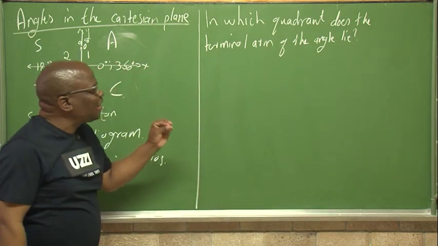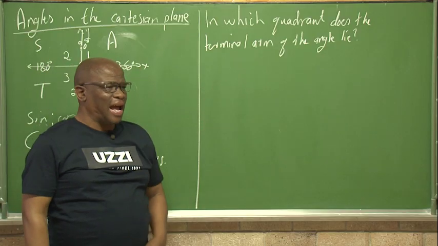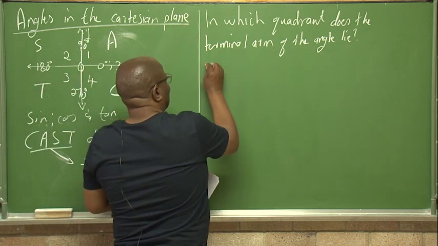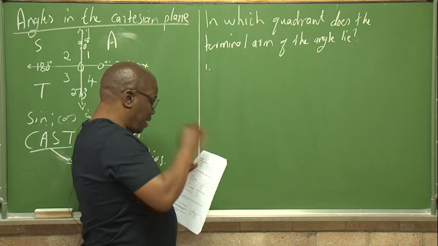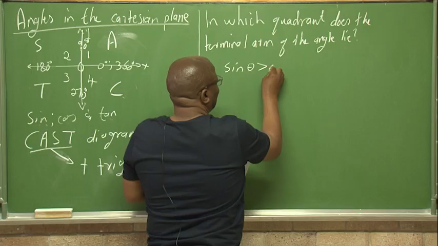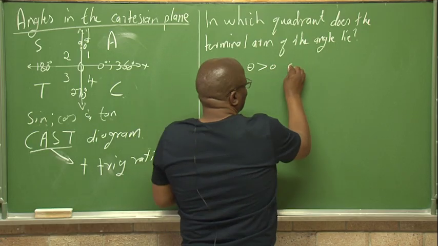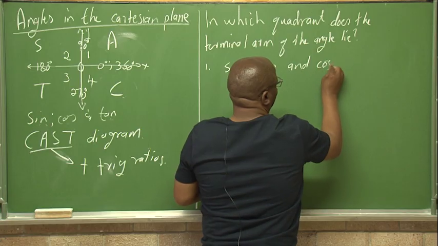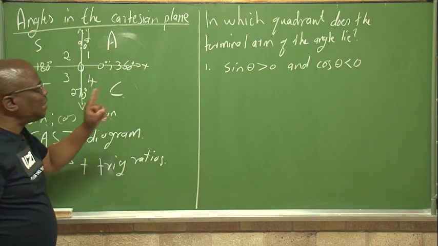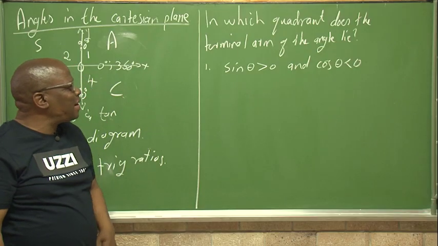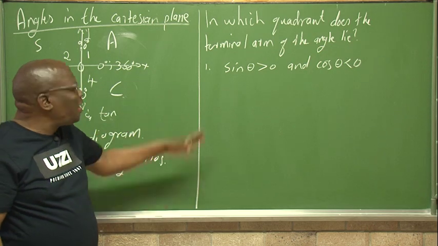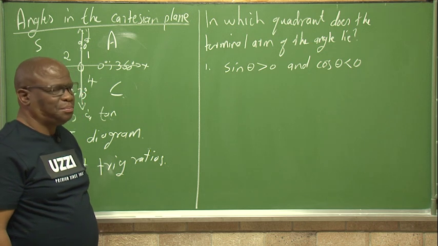In which quadrant does the terminal arm of the angle lie? We need to identify a quadrant. Let me start with the first one. In the first one, we say sine theta is greater than 0 and the cosine of theta is less than 0. So the question is, in which quadrant does the terminal arm of the angle lie?